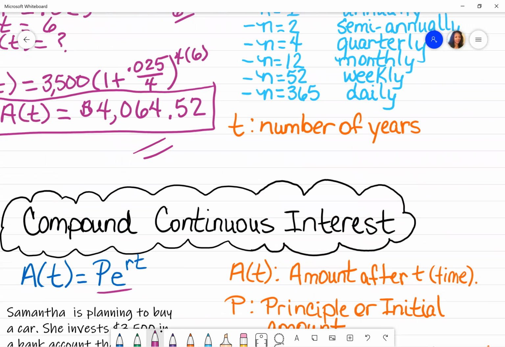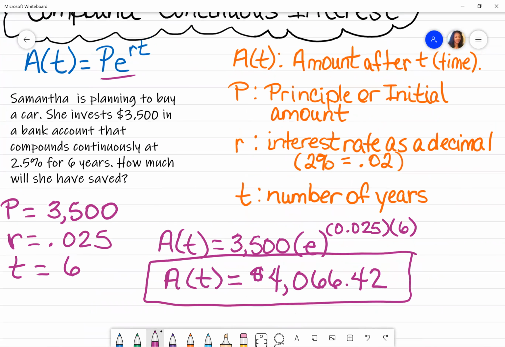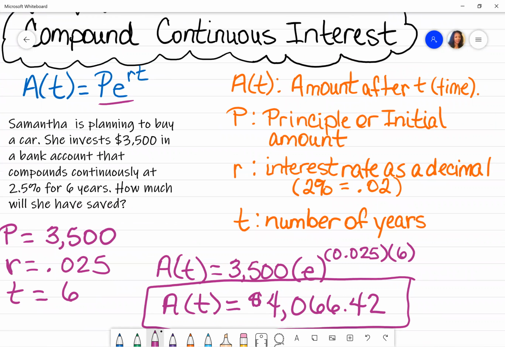So had she gone this route, she would have saved a little bit more interest versus that first one. See the difference? So it's close. It's a couple of dollars more. So this is good information to know. So when you're trying to plan to buy your car, you can go ahead and do some comparison shopping for banks to see what their interest rates are.